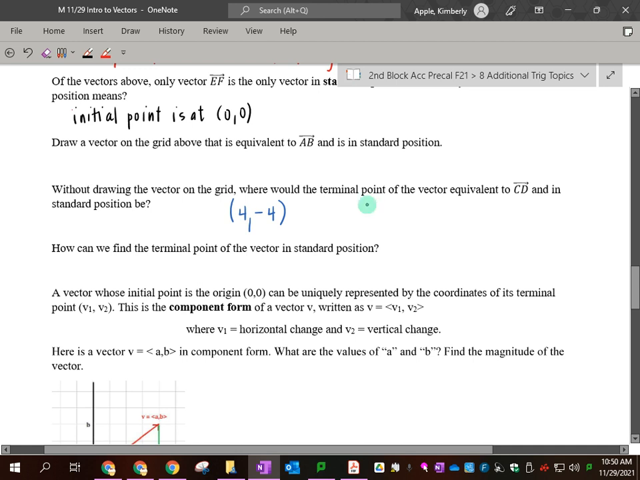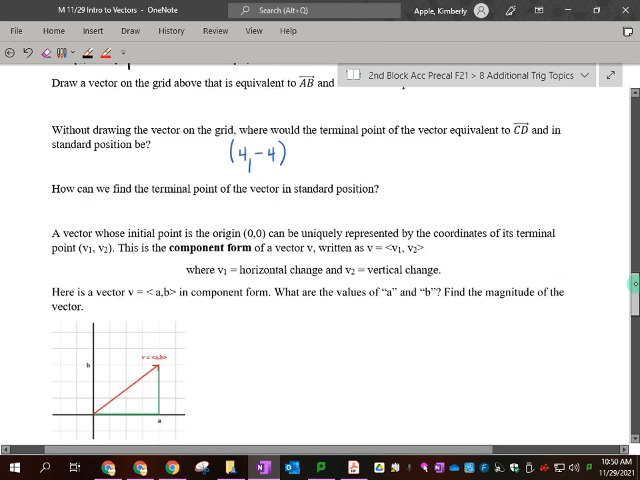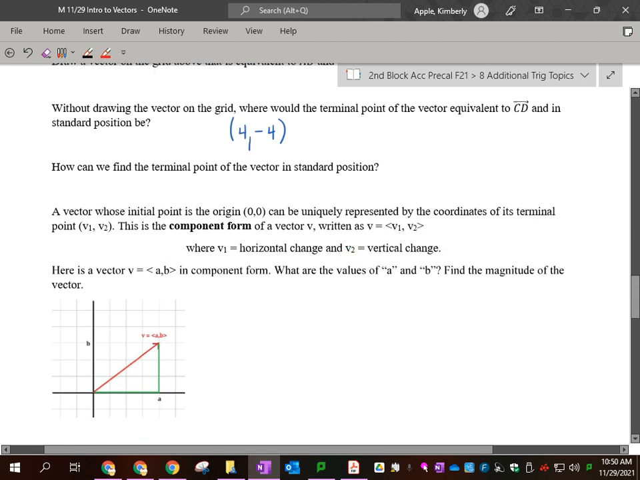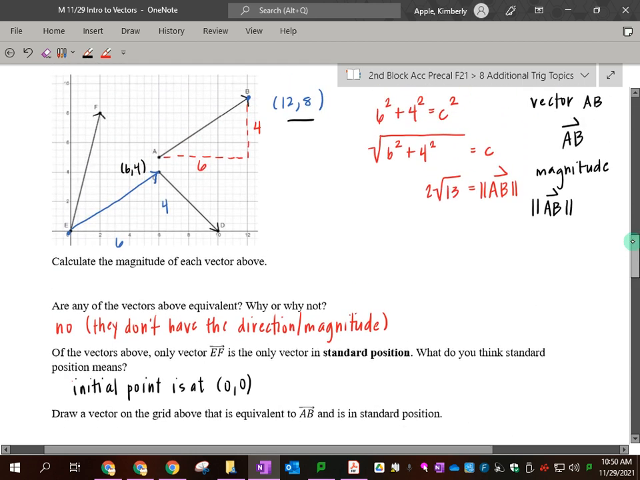How can we find the terminal point of the vector in standard position? Well, it's literally just the point. I don't like that question. It seems redundant and confusing. The terminal point and the vector in standard position's component form are the same thing. So let's talk about that down here. A vector whose initial point is the origin can be uniquely represented by the coordinates of its terminal point, which we saw up here. Right? (6, 4) perfectly describes this vector.